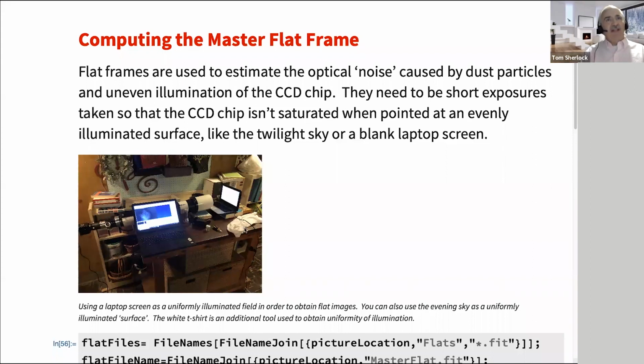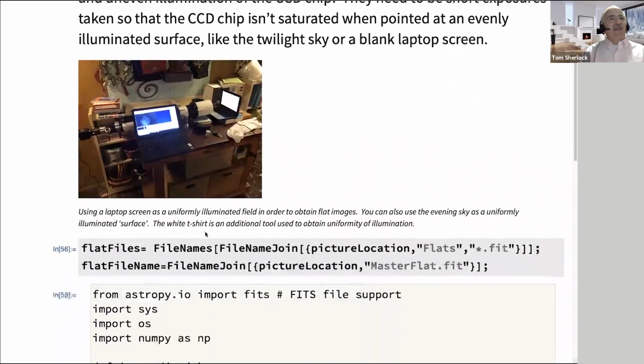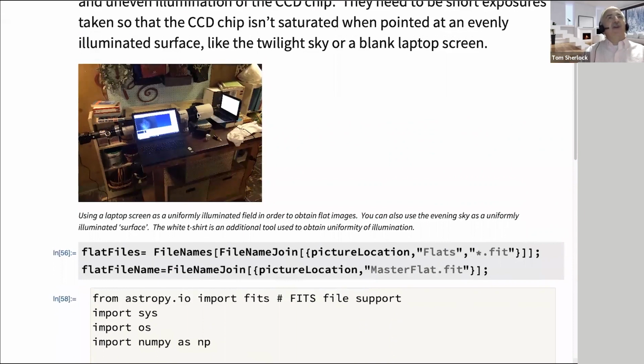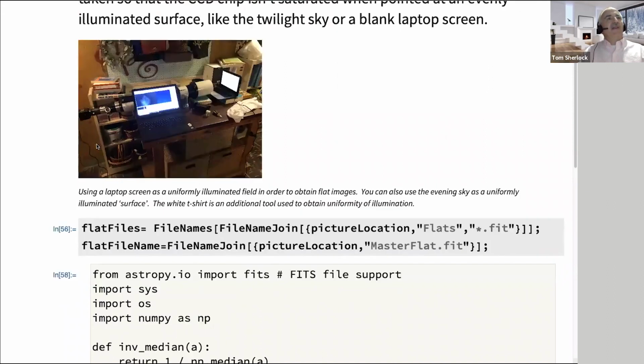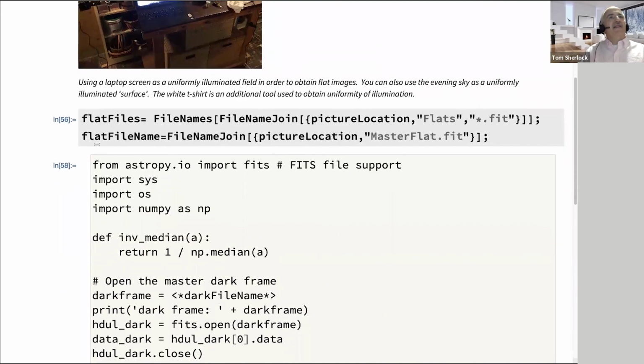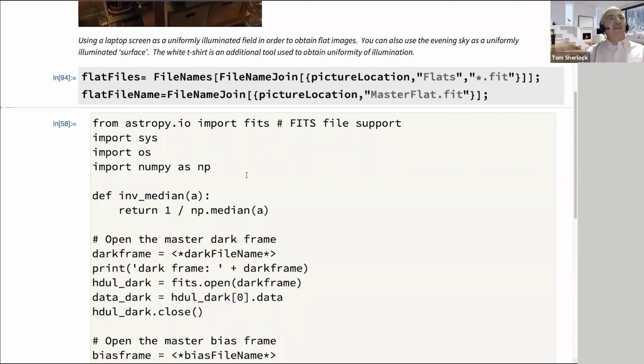You notice the white t-shirt, another essential piece of astronomical equipment here, which can also be used to further diffuse the light coming in. And this will give us an idea what the light fall off is on the chip. So it's the same scope. It's got to be the same scope because it's got to have the same sort of optical system. And so we're doing the same thing with the flat files.